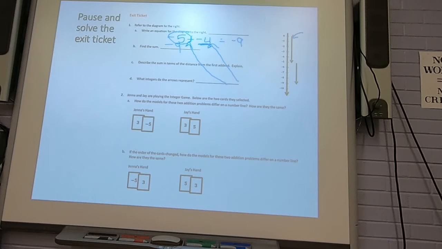All right, number 2. Jenna and Jay are playing the integer game, which we didn't play because we don't have the cards. But pretending these were cards, below are the 2 cards they selected. The goal is always to end up with 0 in this game.